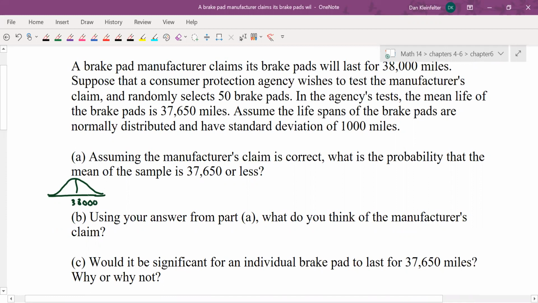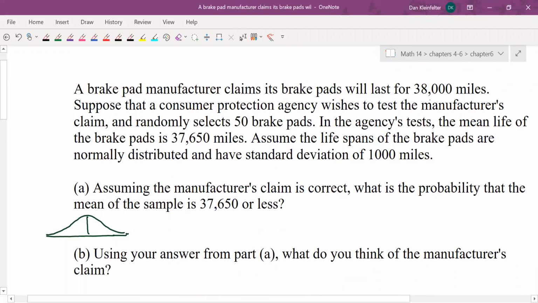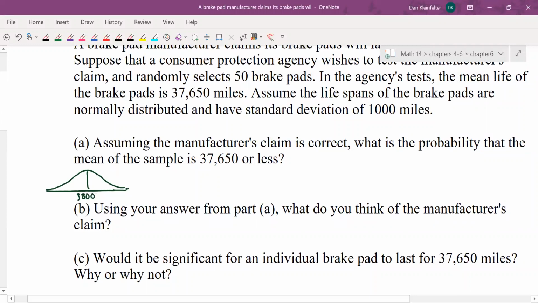Sorry, that's upside down, backwards. Better? Okay. So the claim is that the pads will last for 38,000 miles. And we've gotten a sample that is 37,650. It's possible that the manufacturer's claim is true, or maybe it isn't true. It could be that the claim is true and we just happen to have, by chance, gotten a sample that has a mean of 37,650. And so the question is, how likely is it that we could have gotten such a result due to chance, provided the manufacturer's claim is correct?